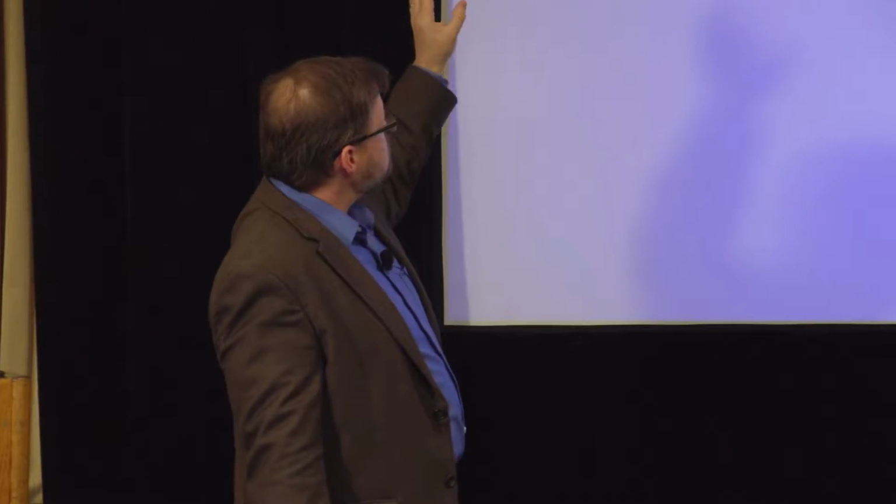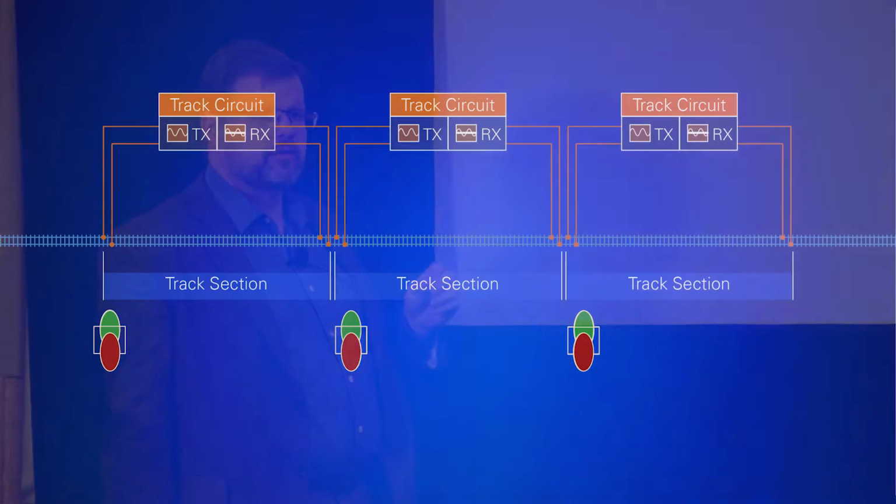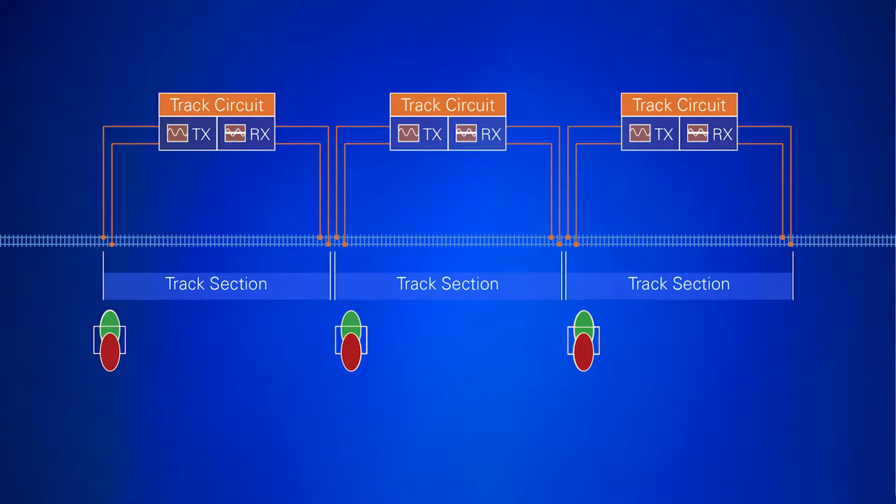this one particular line in London Underground is the Victoria line. And there are some statistics up here on the Victoria line. 213 million passengers ride this line every year. They run 33 trains per hour on this line. And the line itself is a 45-kilometer tube, the Victoria line. Okay? A bunch of stops along the way.